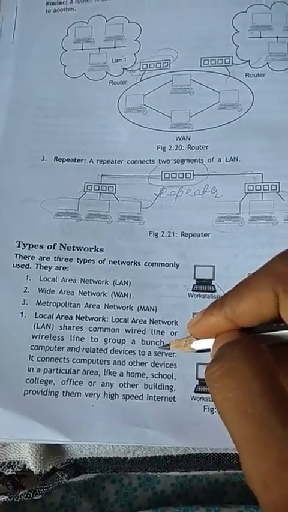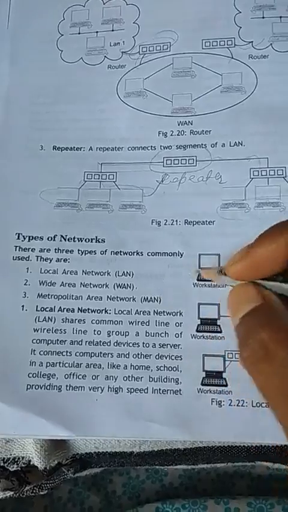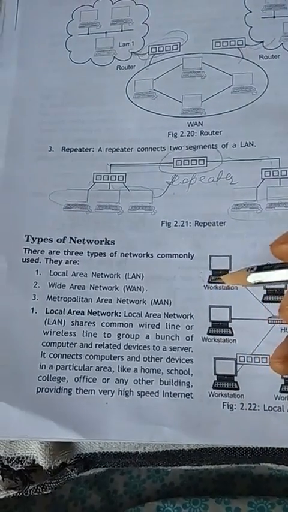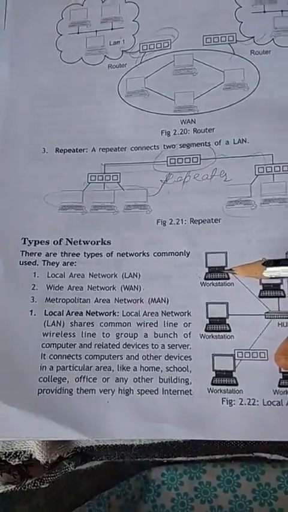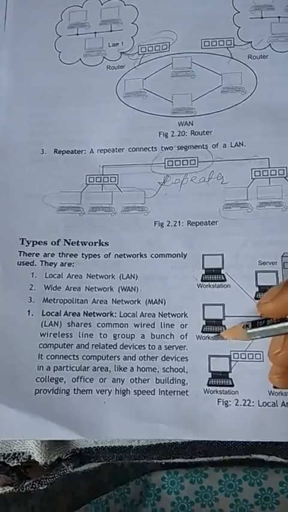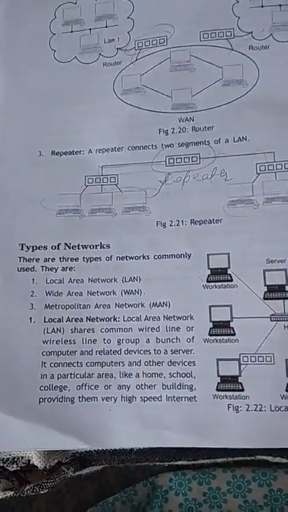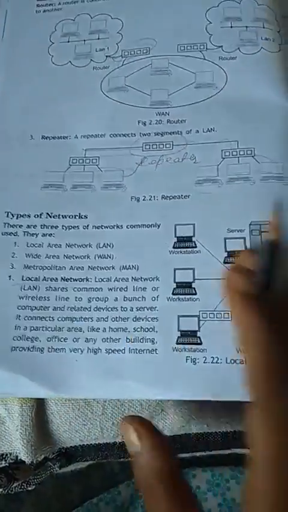LAN means local area network, in which wireline or wireless systems are connected with computers or other devices in a particular area, like your school, your home, and hospital, etc. Okay, it will cover a small area. That is why it is called local area network, like a building type.